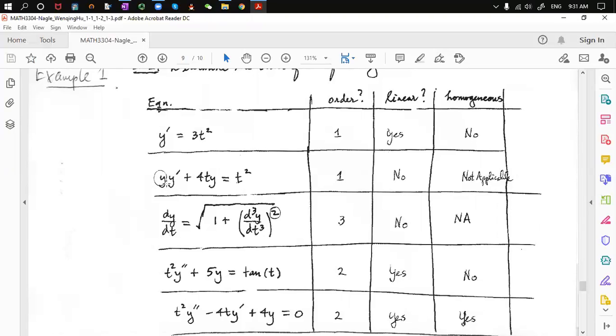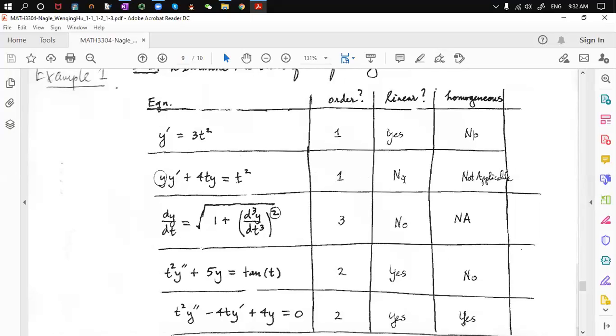So this is y in terms of t. We're looking for a function y as a function of t. Therefore, in order to determine the order of this equation, it suffices to look at the highest derivative in y, which is 1. So the order must be equal to 1.